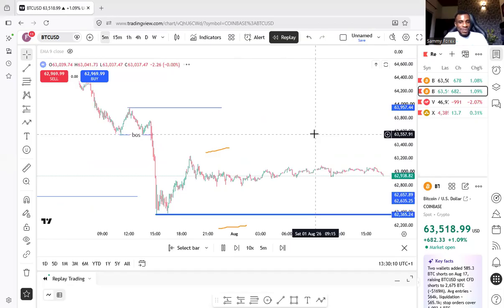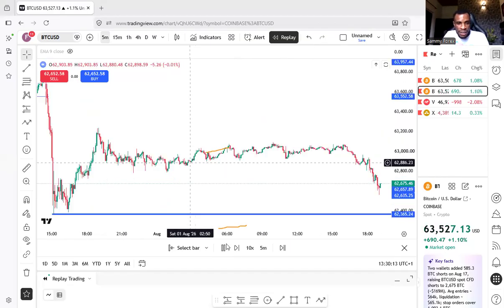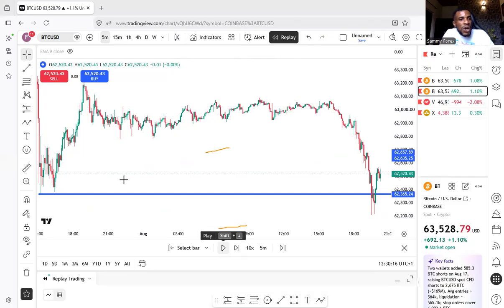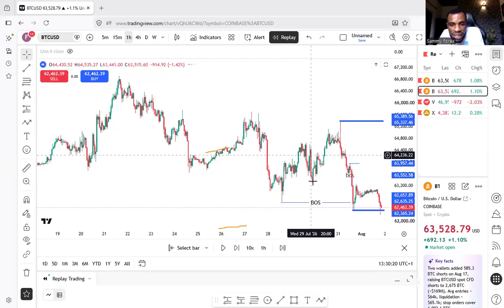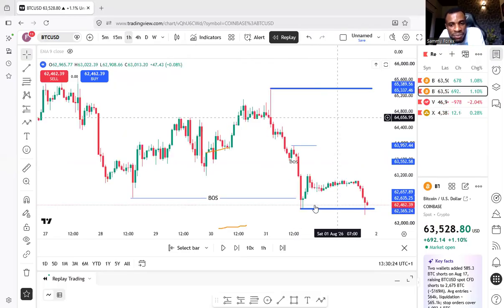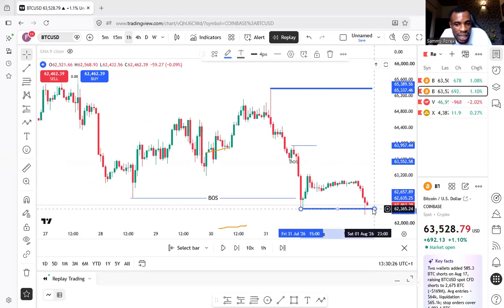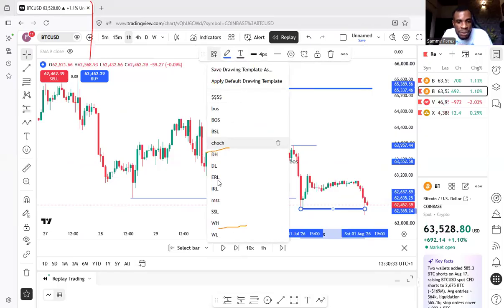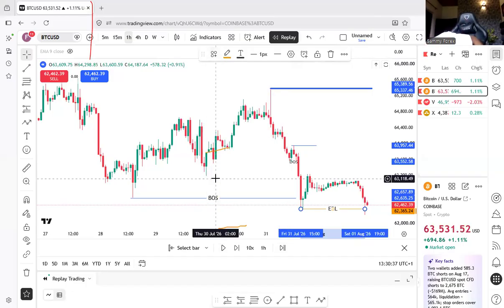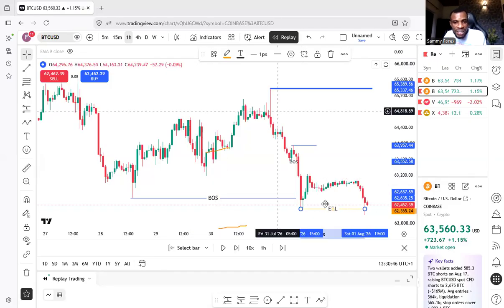BTC consolidates like this. It's now weekend. See, it comes back to your 1 hour. It sweeps out the low and pushes the trading range. So this process is what we call an external range liquidity sweep. And they come back. This process is what we call an external range liquidity sweep.